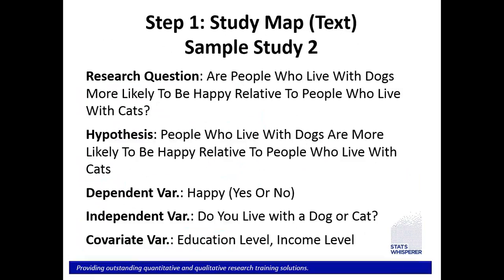So just some slight changes here, slight but very significant, right? Are people who live with dogs more likely to be happy, right? Happy, yes, no, relative to people who live with cats. And the hypothesis is people who live with dogs are more likely to be happy relative to people that live with cats. Now our dependent variable here is dichotomous, happy, yes, no. The independent variable is the same, do you live with a dog or a cat? And the covariate variables are the same, education level and income level.